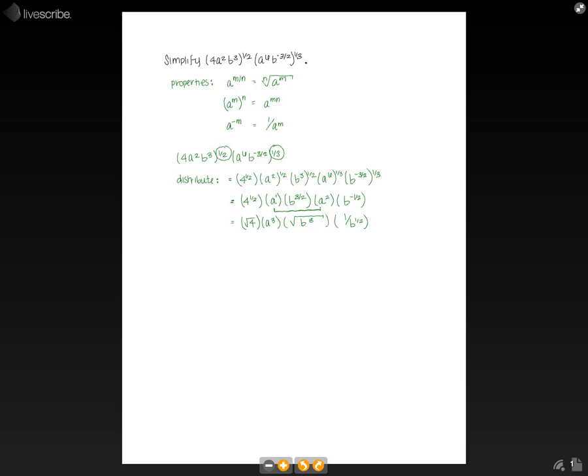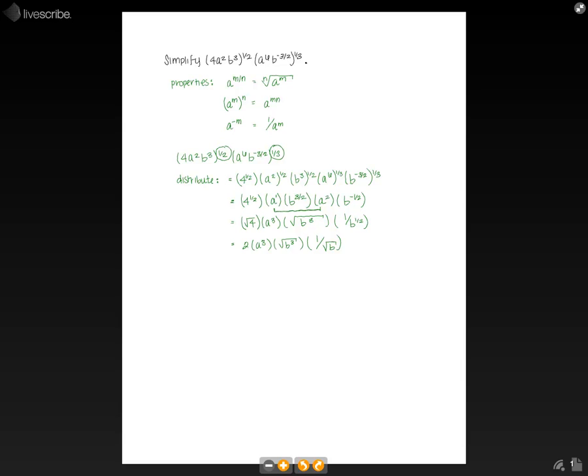Alright, so let's continue simplifying. So we know that the square root of 4 is the same thing as 2. We have a cubed again, and then we have the square root of b to the 3rd again. So now we can go ahead and call this last term 1 over the square root of b.